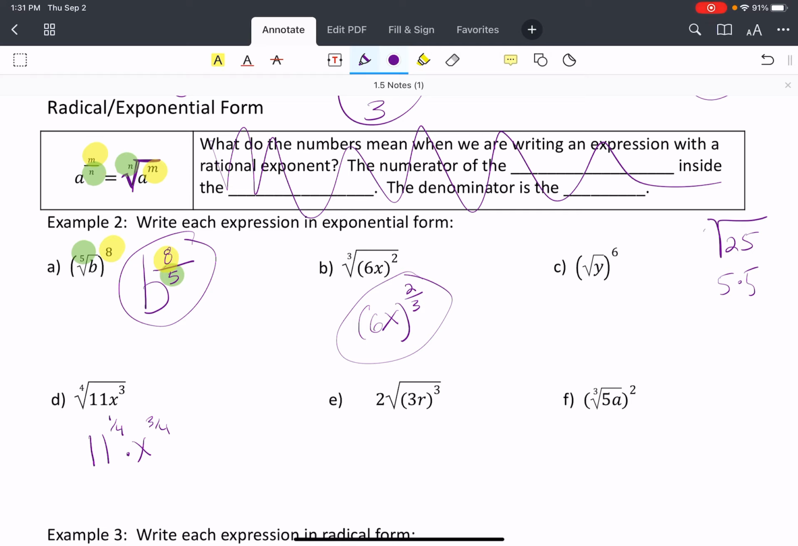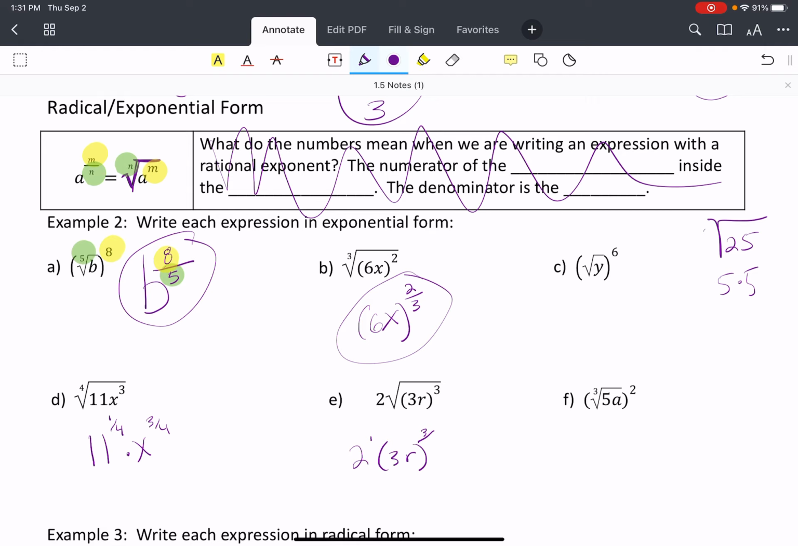Okay, E's a little weird too, because the 3 needs to have the same exponent as the R. But the 2 here can't have any fraction exponent, right? Because it's not under the radical at all. So it's going to stay 2 to the 1st, even on the outside. And then 3R to the 3 over, those are both good guesses. Anyone else have a guess? One of those guesses is right.